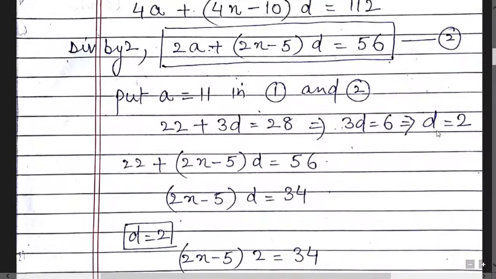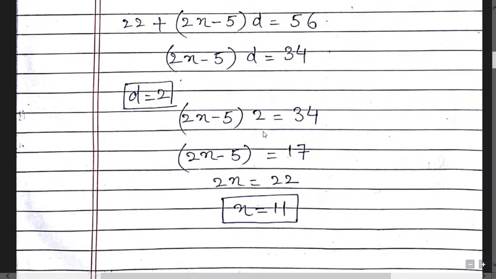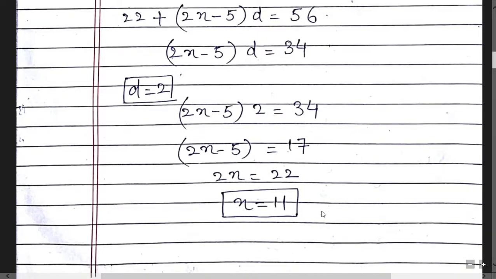What about the second statement? It's 22 plus 2n minus 5 into d is equal to 56. Then subtract 22 from the right hand side. It's 34. Then insert the value of d as 2. Then divide by 2 on the right hand side, it's 17. Then 5 added to the right hand side, it's 22. It means you can obtain the value of n as 11.